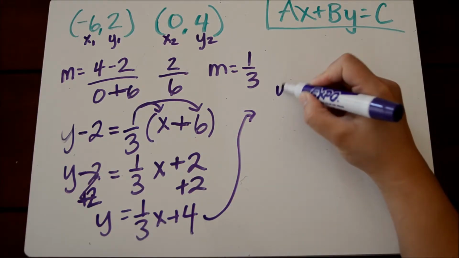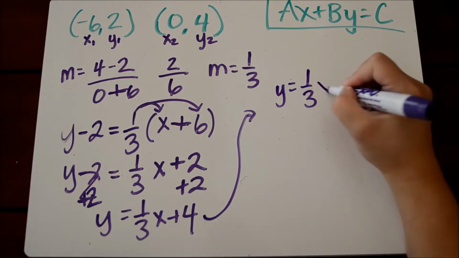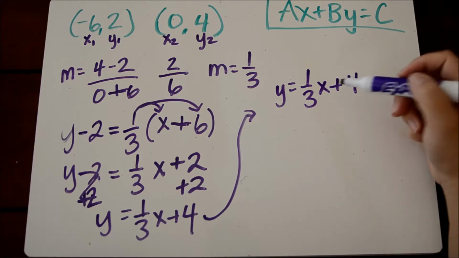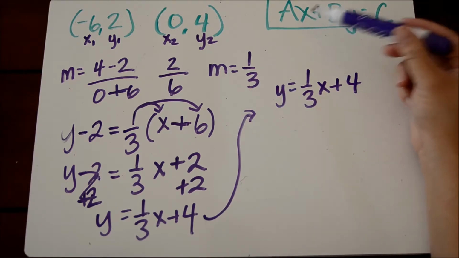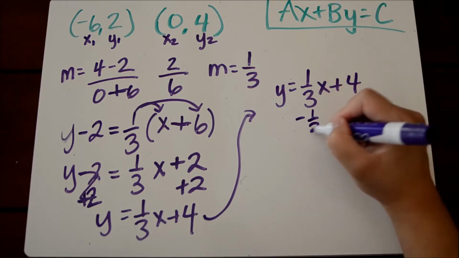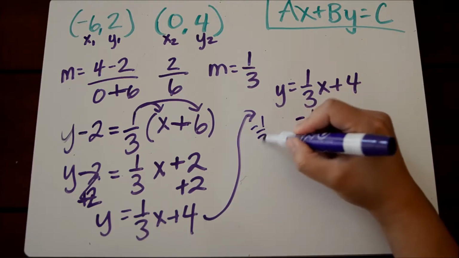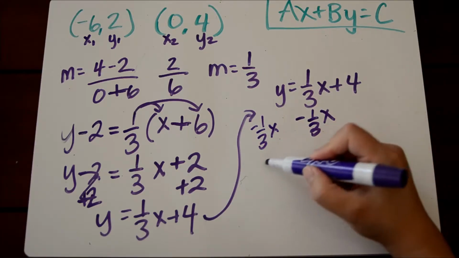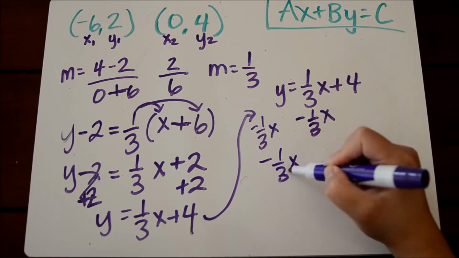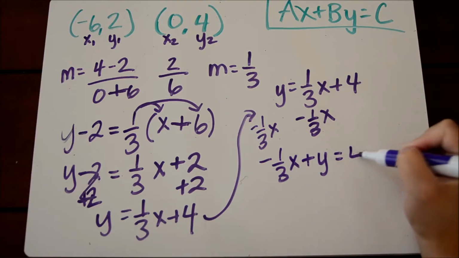This equation is currently written in slope-intercept form. So in order to convert this to standard form, we need to move the x term to the left-hand side by applying inverse operations. Here we're going to subtract, and we get negative 1/3 x plus y equals 4.